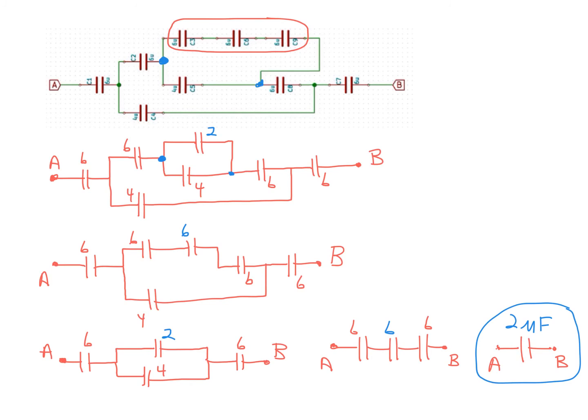Check that. It wouldn't be infinite, but it would be a high number of possible different ways of hooking them up.